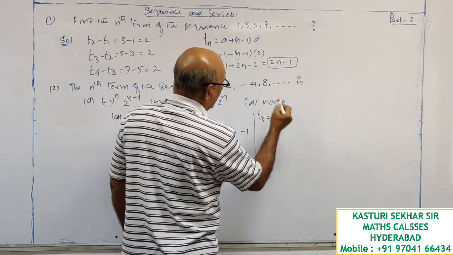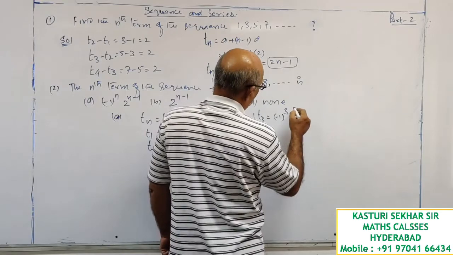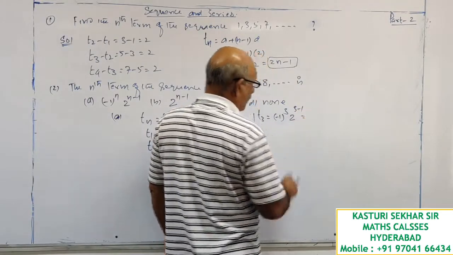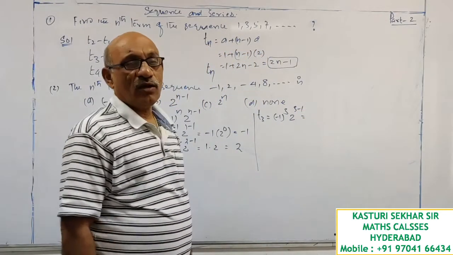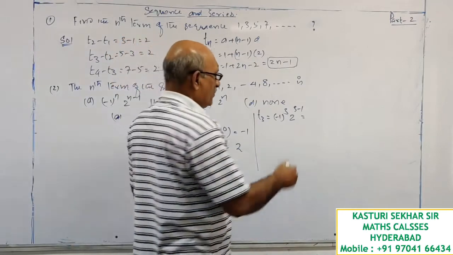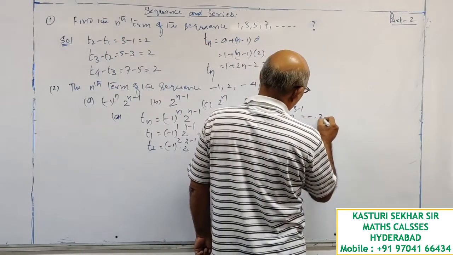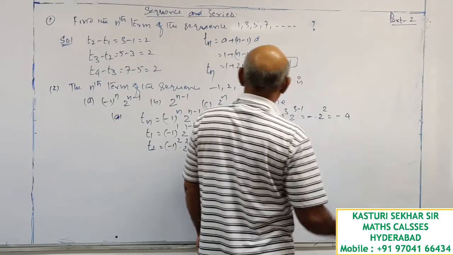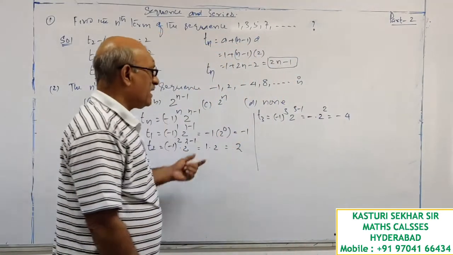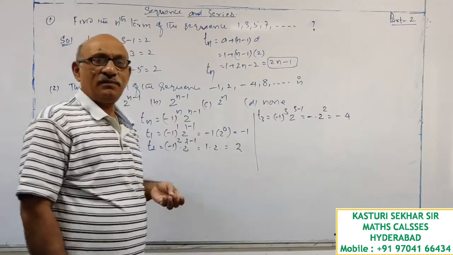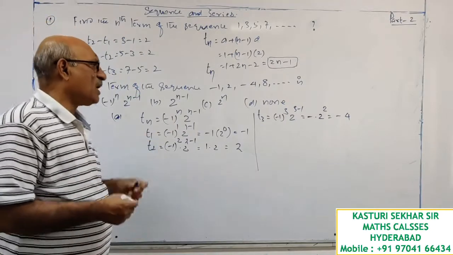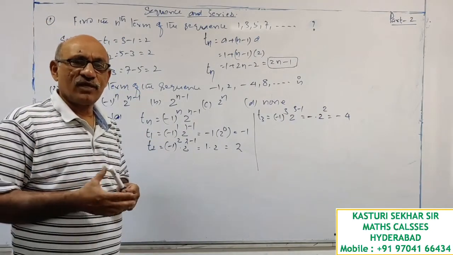T3 is minus 1 whole cube into 2 power 3 minus 1. When power is an odd number, we will get minus sign as it is. Minus 2 power 2 minus 4. So we are generating the sequence with the help of option A. So this is an alternative approach, which is the correct answer.